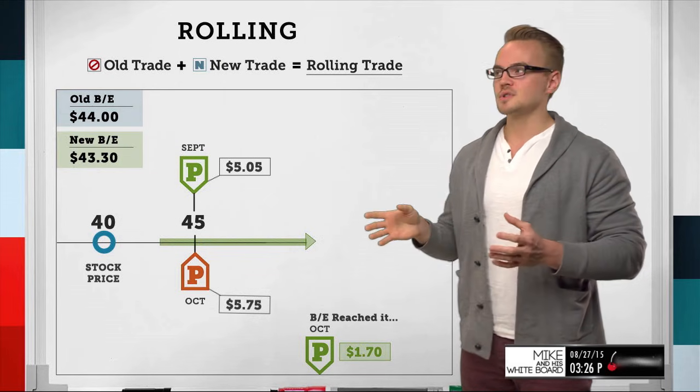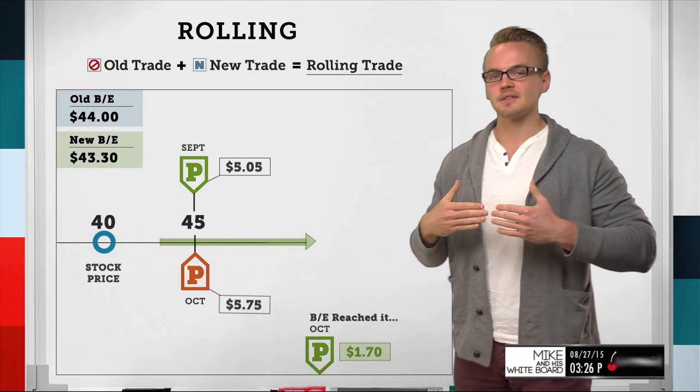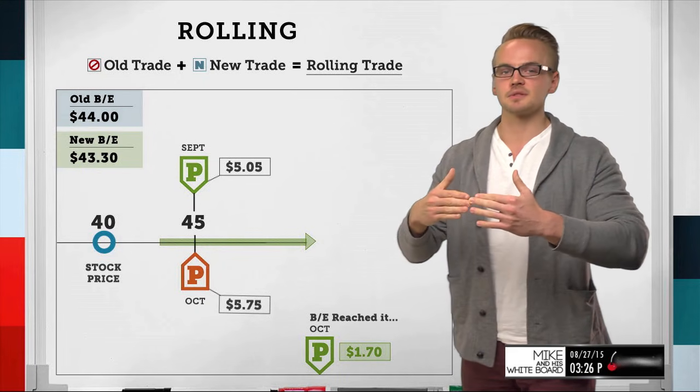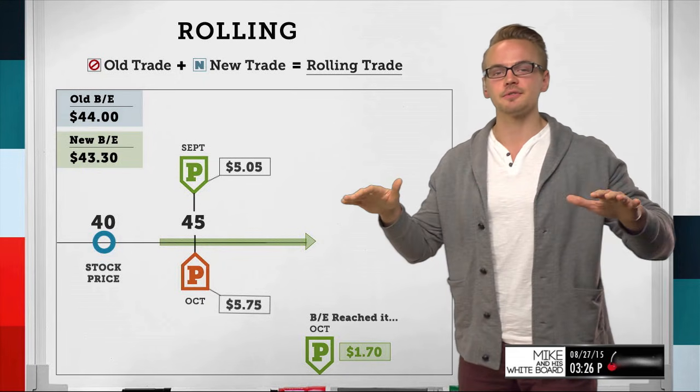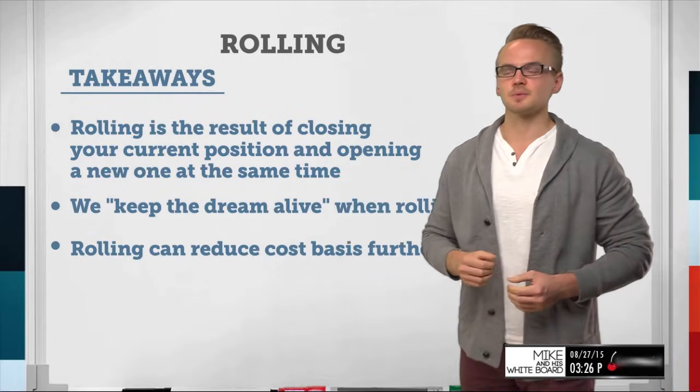So what you need to keep in mind is that whatever credit you received, for you to break even on that trade, you need to buy back that position for that same amount. That would bring you to a flat position. So let's get to our takeaways with rolling here.